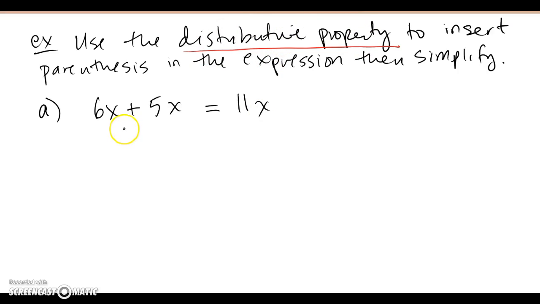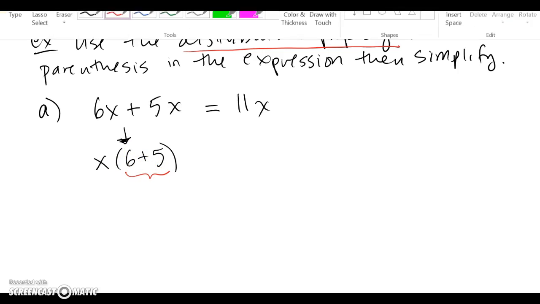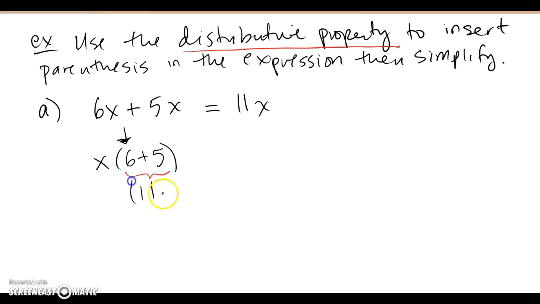But what the directions really want us to do is think of this as, okay, I have an x outside and I must have a 6 plus 5 inside the parentheses for me to work backwards and say, if I distribute the x, I have 6x. If I distribute the x, I have 5x. And so therefore 6x and 5x must be 11x, because if I looked at it this way, these guys are like terms, and I end up with 11 times an x, which is 11x.